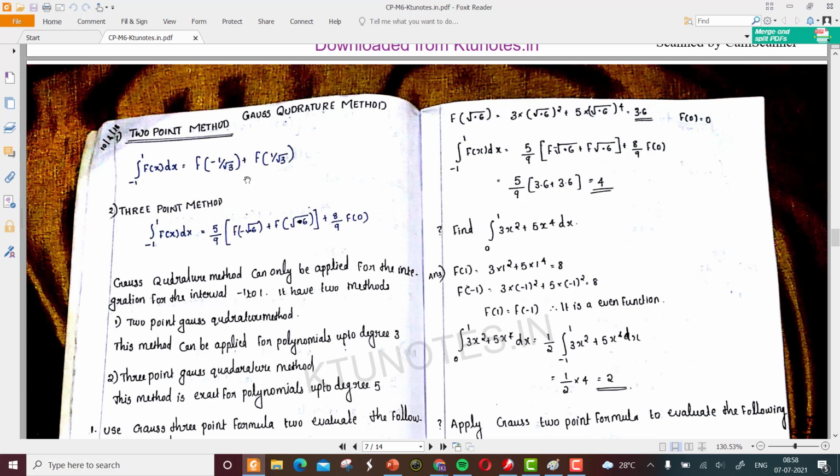And we have, in the case of 3-point method, minus 1 to 1 f of s ds is equal to a different equation like 5 by 9 into function of minus root 0.6 plus f of root 0.6 plus 8 by 9 into f of 0. So these two equations are there.